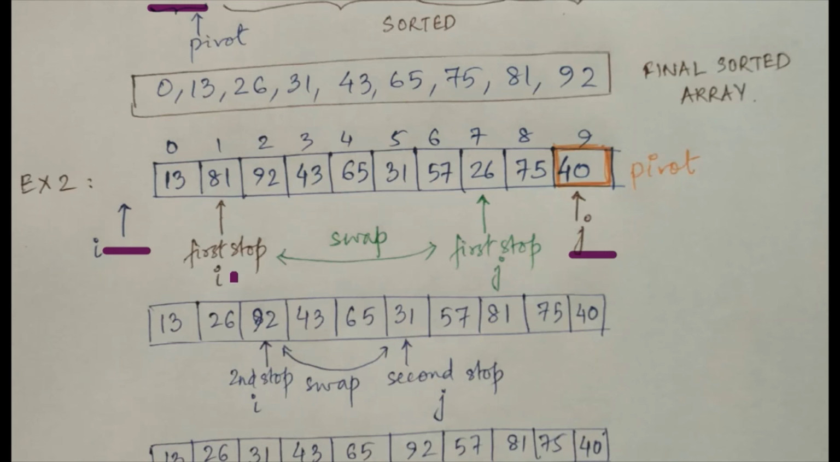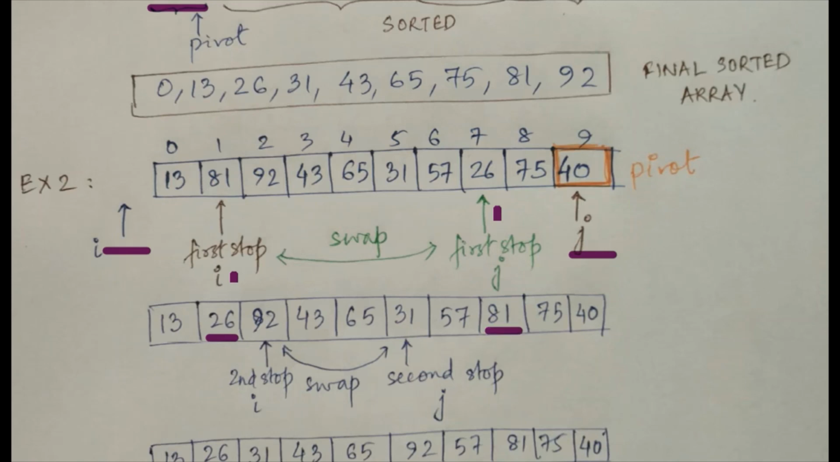Similarly, j will keep on moving left as long as it encounters elements which are greater than 40. As soon as it encounters something less than 40, it will stop. So now i and j have stopped. i has the element which is greater than 40, j has the element which is less than 40. So I will swap the two so that the i and j pointers can move ahead in their respective directions. So now I have swapped 26 and 81.